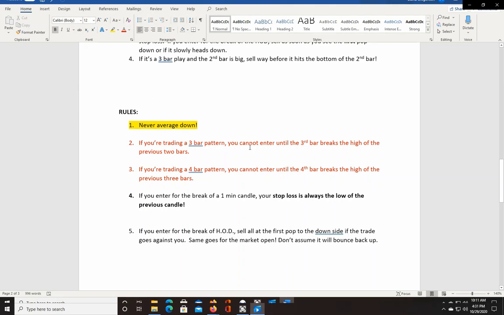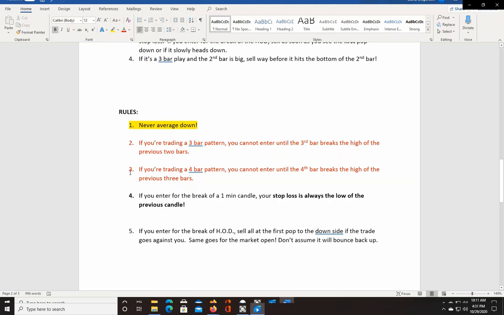But, like I said, I haven't done one in a long time, and I screwed up. So I added this in. If you're trading a 3-bar pattern, you cannot enter until the 3rd bar breaks the high of the previous 2 bars. If you watch the video, you'll know exactly why I wrote that in.